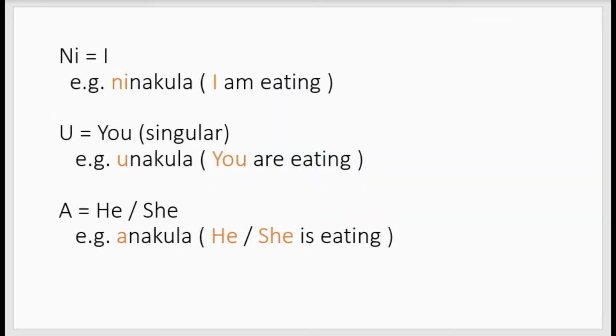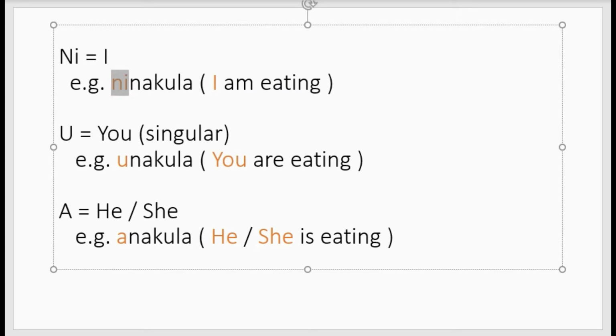Now let's learn more of the personal subject prefixes. So ni means I. Example, ninakula, which means I am eating. The verb here is kula, which means eat. Remember, na is here as a present tense marker, and we will learn about that when we learn about tenses. But for now, let's concentrate on the personal subject prefix on a verb. So when you say ninakula, it means I am eating.